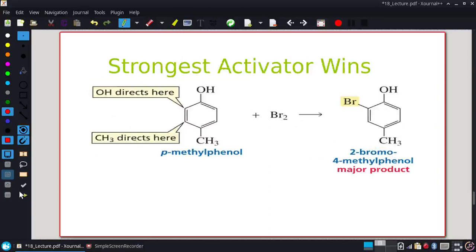Now here's a situation where we have two different activators. The CH3 wants to activate these positions, and of course where the OH is, and the OH wants to attack these positions and where the CH3 is. Well, it turns out OH, being a strong activator, is going to actually call all the shots. So bromination is going to occur at those locations.